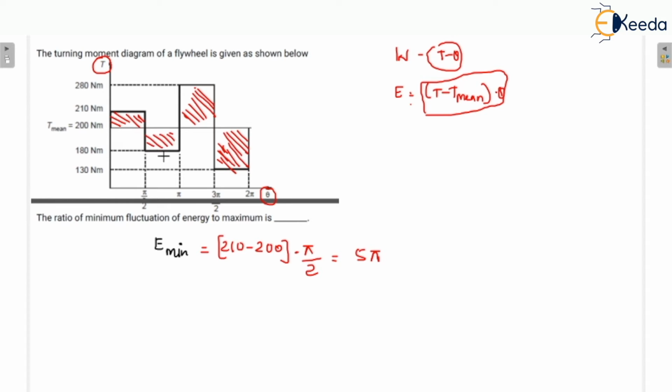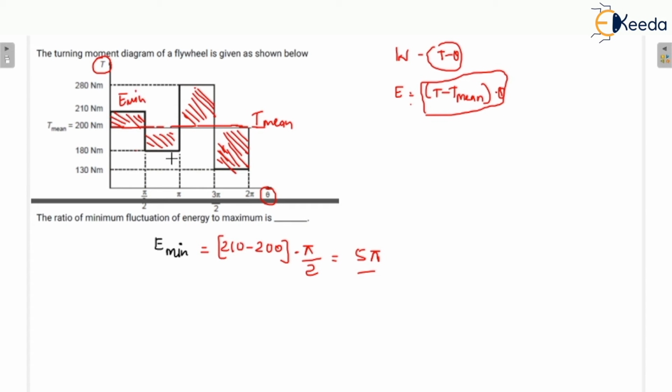From here you can get the value of 5 pi. If you are thinking that it may be E minimum, you can calculate it roughly. E minimum is equal to T minus T mean. Remember that this is the T mean line. So T minus T mean, this is T and this is T mean. So this would be 20 multiplied by pi by 2, which is 10 pi, so that will not be the minimum. That's why the minimum fluctuation of energy is 5 pi here. So this is E minimum.